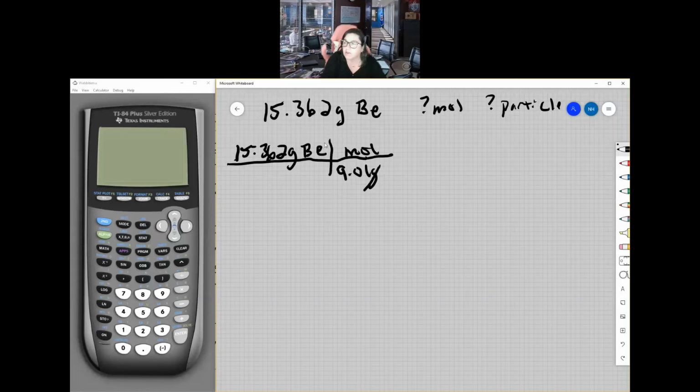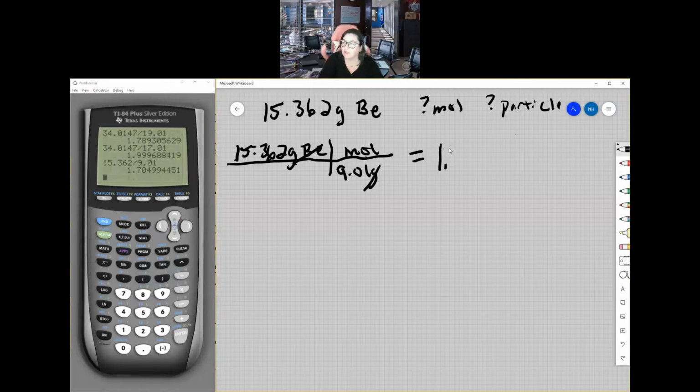Okay, grams cancel with grams, and that's going to give me an answer in moles. So 15.362 divided by 9.01. All right, well, let's turn our calculator on because that would be useful. 15.362 divided by 9.01 gives me 1.70 and some change.